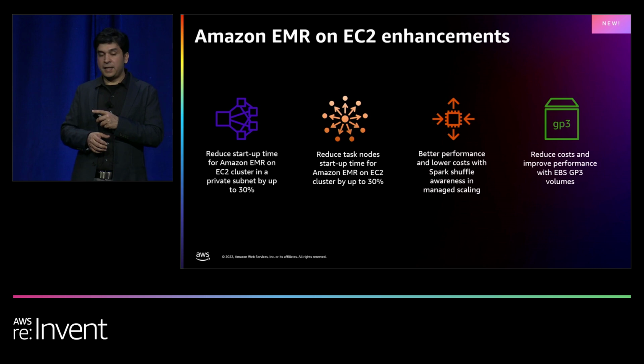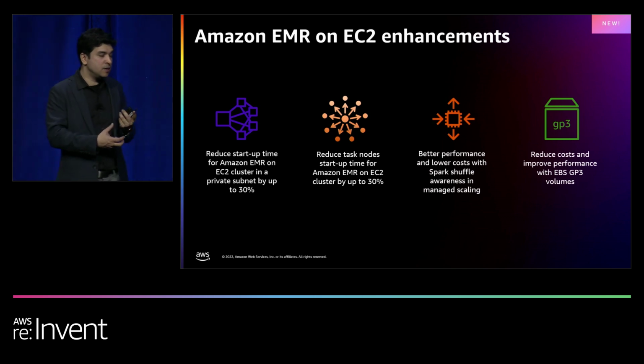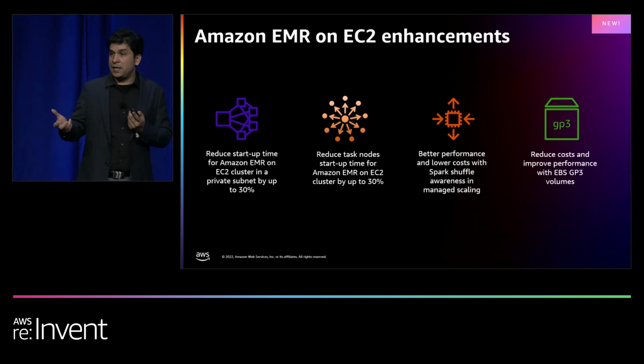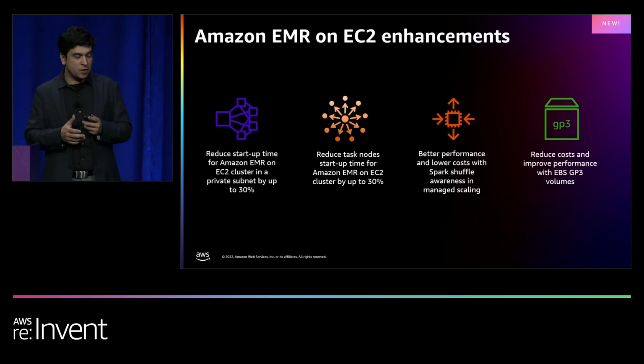We have made managed scaling Spark shuffle aware. So Spark has shuffle data in the nodes, and subsequent stages can actually use it. So what we have done, we have made managed scaling shuffle aware so that the nodes don't scale in if there's shuffle data on those nodes. And when the shuffle data is released by Spark, that's when nodes can start scaling in, and that leads to better performance as well as lower costs.